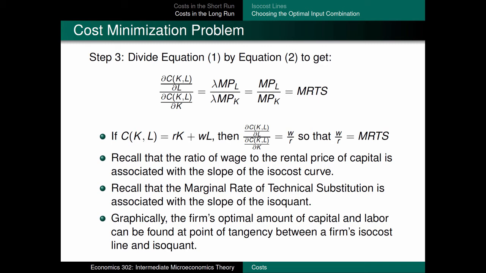If we define the total cost function as R times K plus W times L, as we did in the previous class, then the derivative of this cost function with respect to L is simply the wage, and the derivative of this cost function with respect to K is simply the rental rate. So the left-hand side of this equation is W over R. Notice the ratio of wage to rental rate is equal to the marginal rate of technical substitution, which means that we will be able to find K star and L star on the graph at the point where the isocost line is tangent to the isoquant.